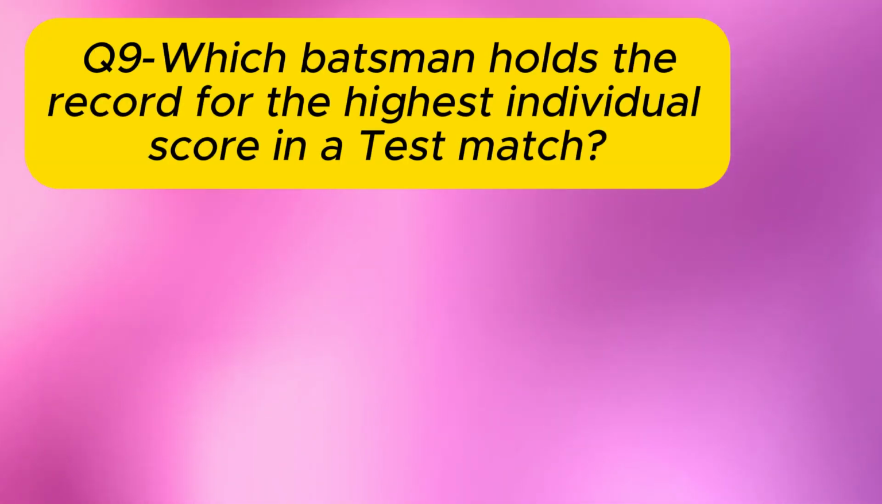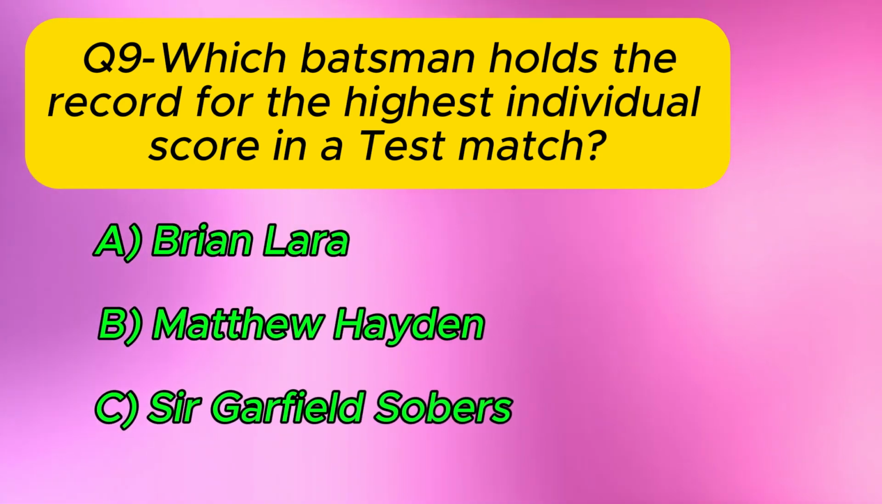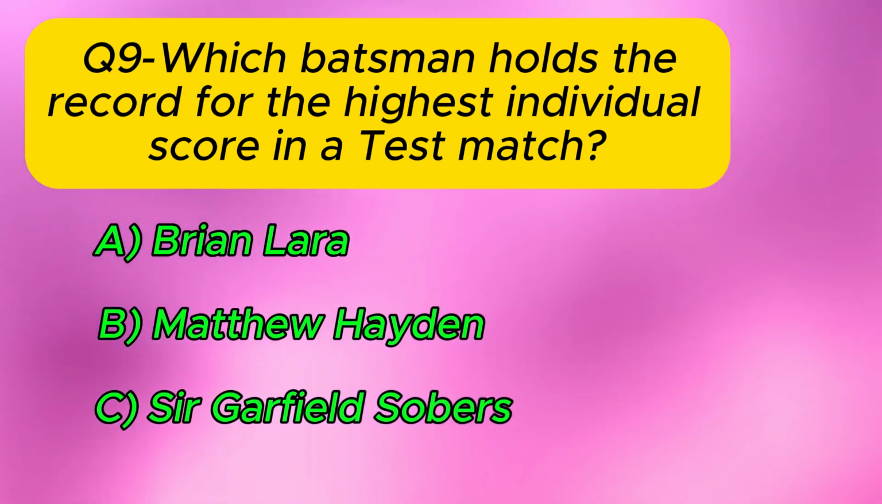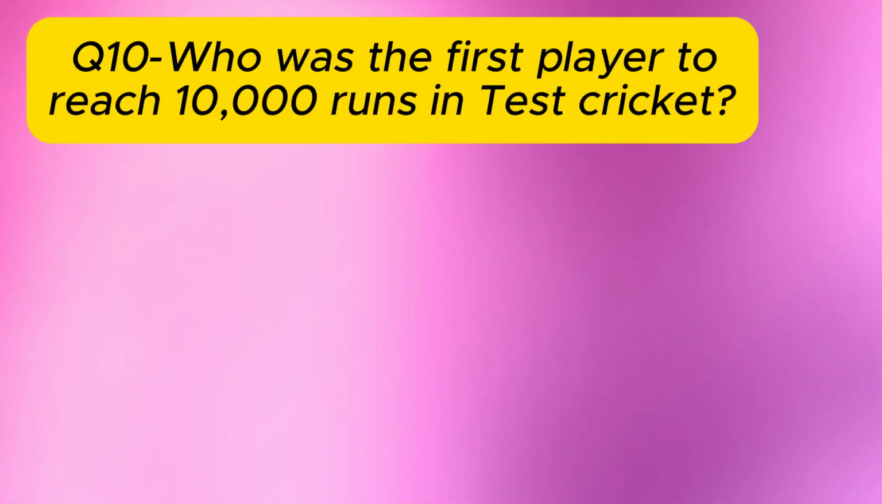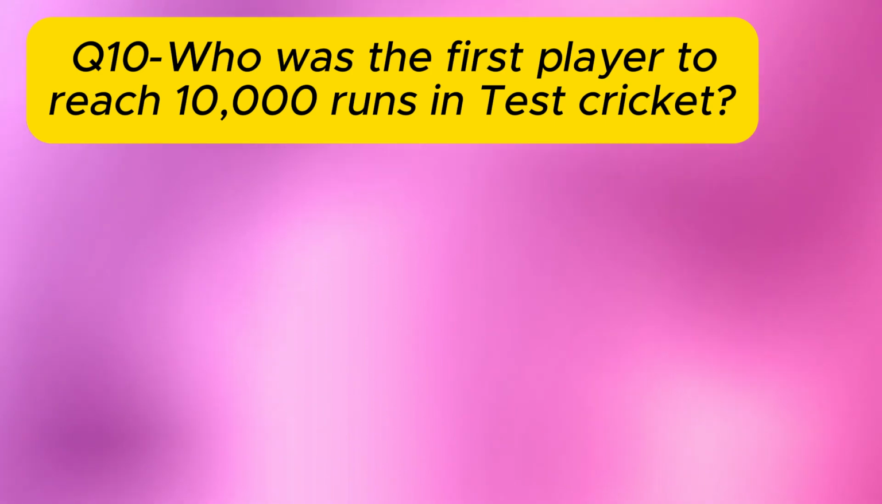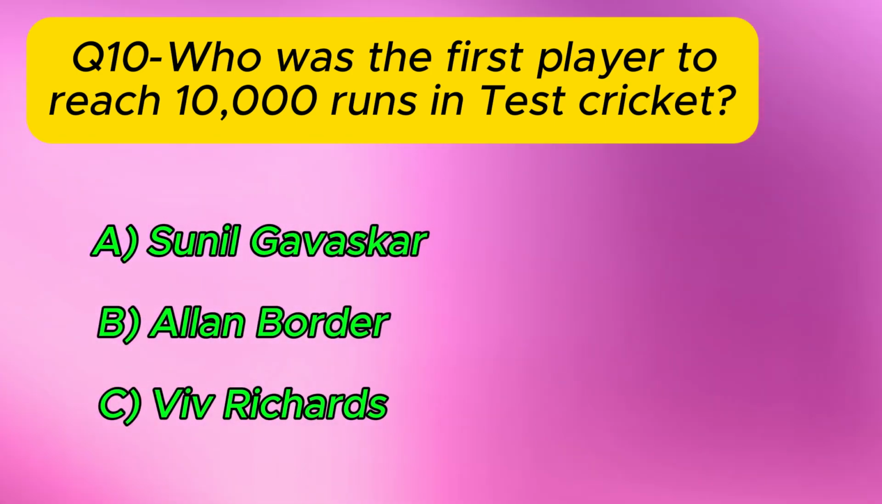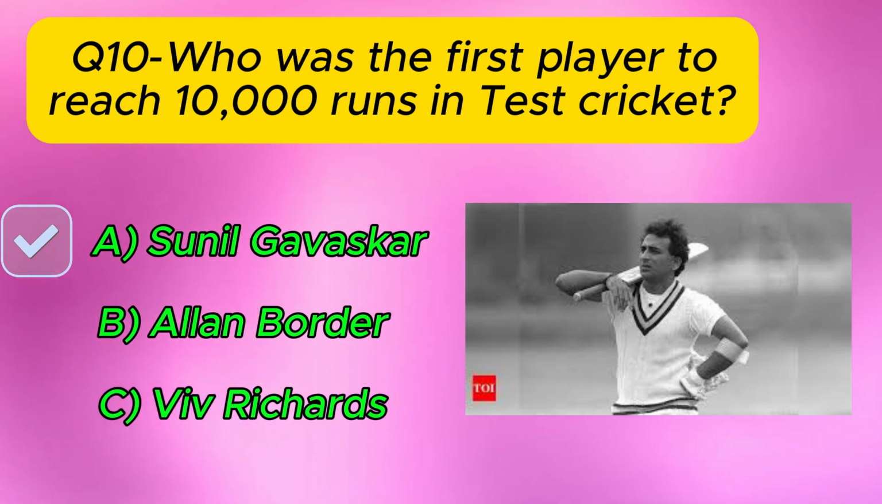Which batsman holds the record for the highest individual score in a Test match? Correct answer is a Brian Lara. Who was the first player to reach 10,000 runs in Test cricket? Correct answer is option A, Sunil Gavaskar.